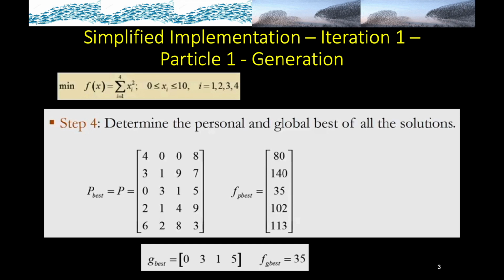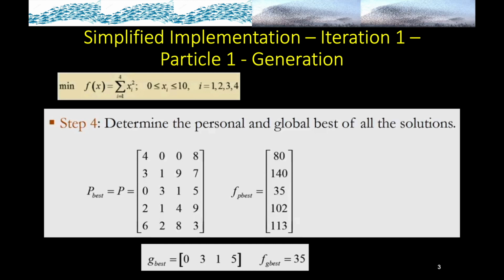So the number of solutions or particles that exist in our population is 5, and for each of these we need to find their personal best. In the first iteration, the personal best is the same as the original vector values that were generated. For example, the first vector value for the first particle was 4008, and we evaluated that it had a fitness value of 80. So the personal best, or P best, after the first iteration for the first particle would be 4008.